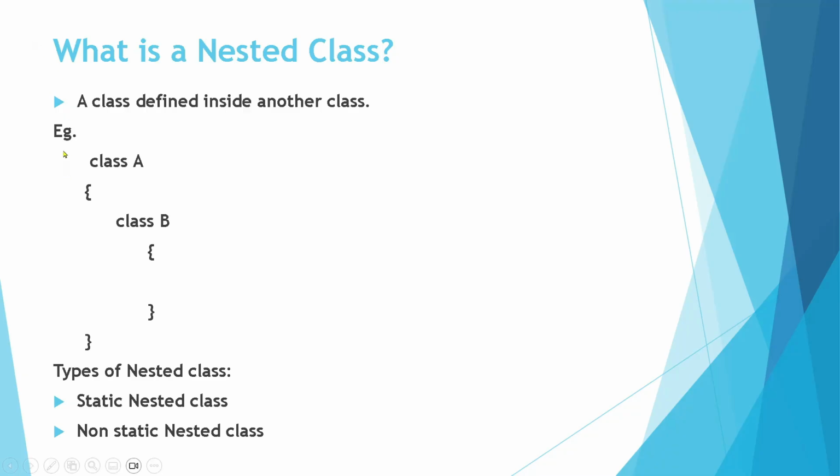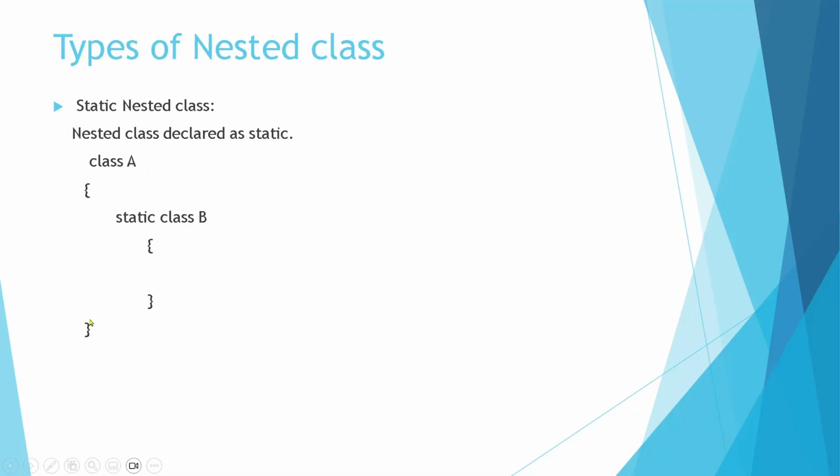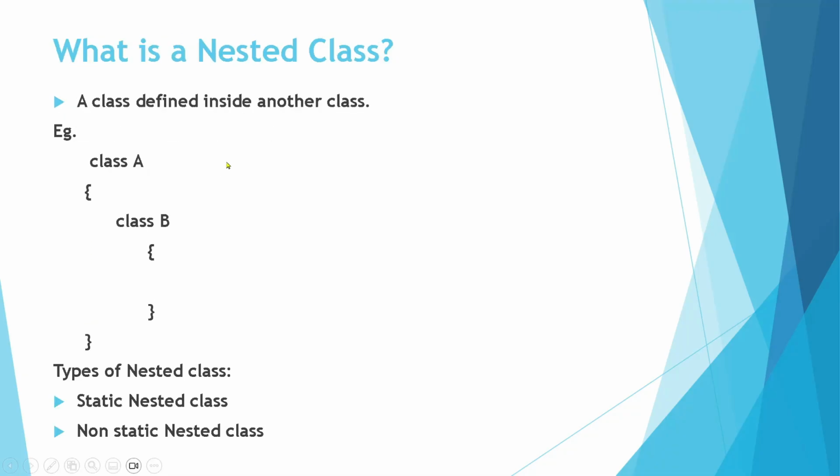Now, you can see an example here. Class A is the outer class, and inside that class another class is given, class B. So here this class B is called a nested class because it is defined inside another class. Means B is defined inside the class A. That's why it is called a nested class.